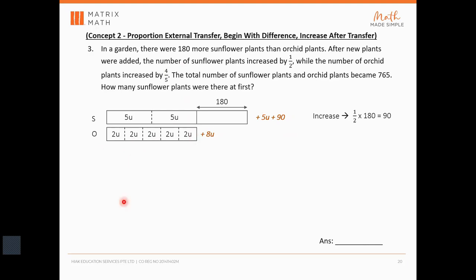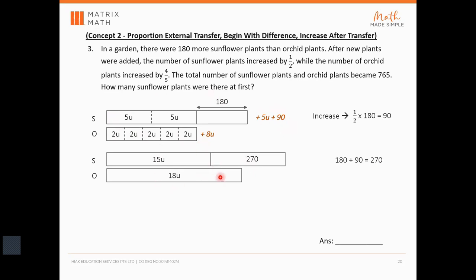Okay, now we draw a second model, but we include all those that we're adding. So for example, sunflowers, you have 5 units, 5 units, 5 units, that's 15 units. And then you have 180 and 90, which is 270. Next, your orchid plants, you have 2, 4, 6, 8, 10, 10 units plus 8 units. That's 18 units.